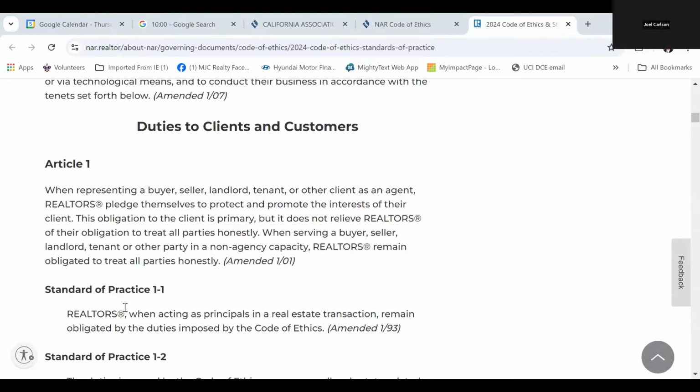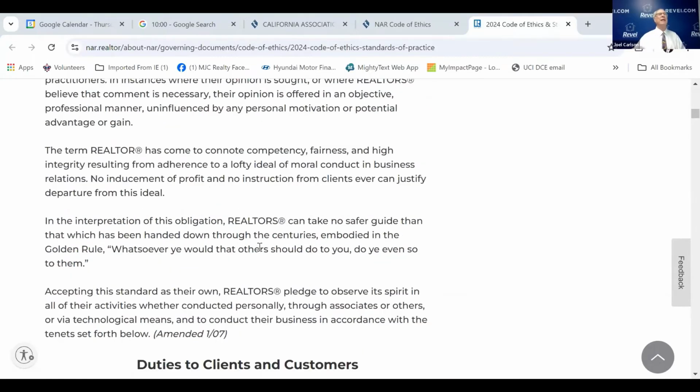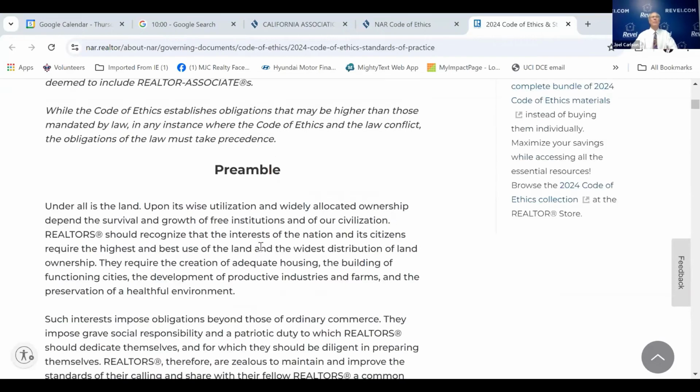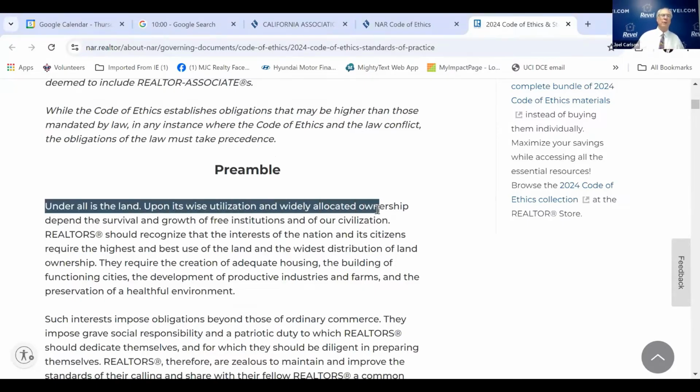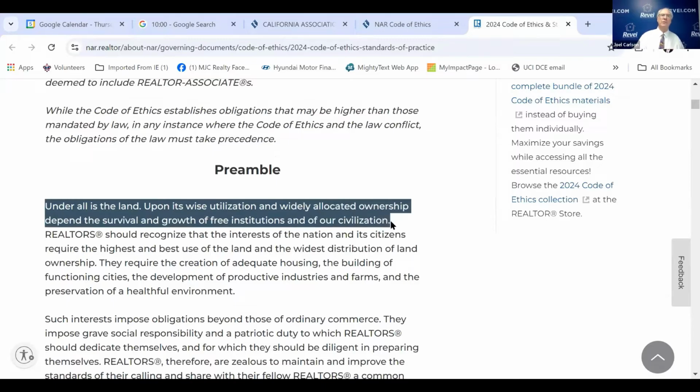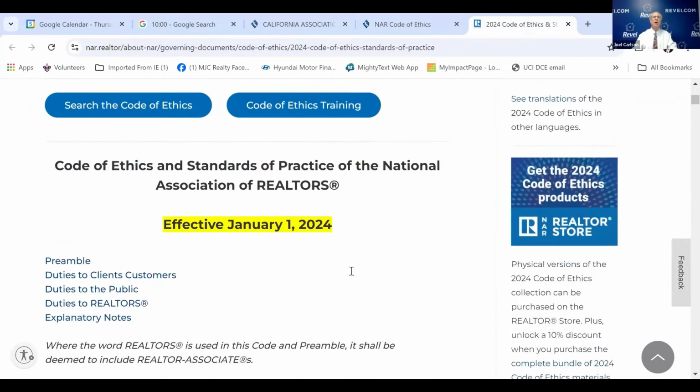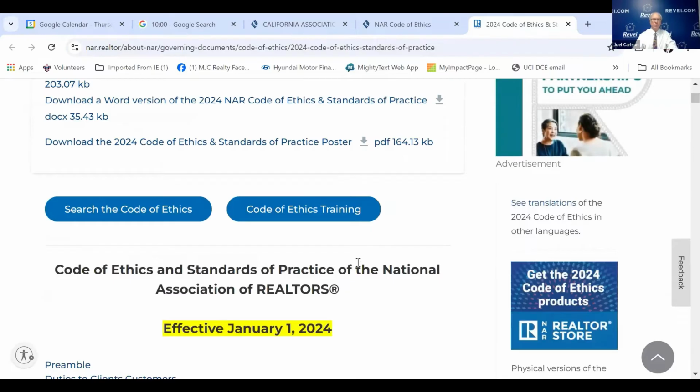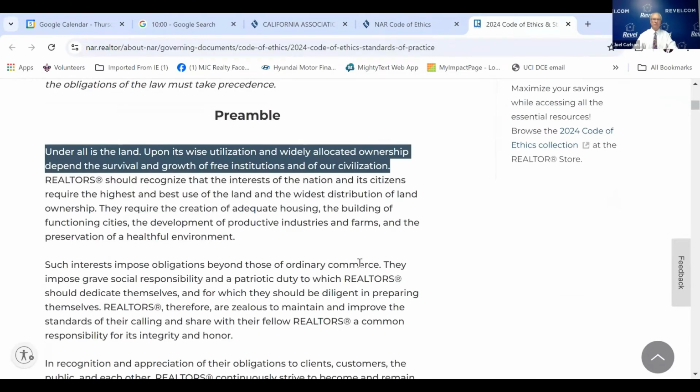So, Article 1. Now, here's what's interesting to me. It starts out with what we call the preamble. The preamble says, under all is the land. Upon its wise utilization and widely allocated ownership depends the survival and growth of the free institutions of our civilization. Let me make sure that I'm clear on the ownership of real property in the United States of America. Remember, we're talking about the 50 states now. This is the code of ethics for the National Association of Realtors.